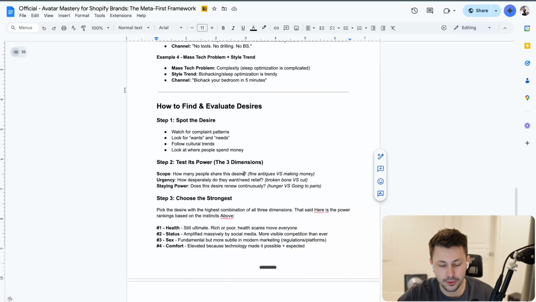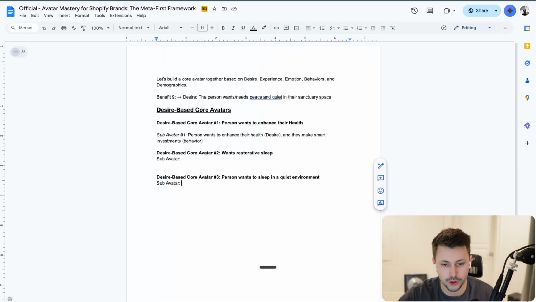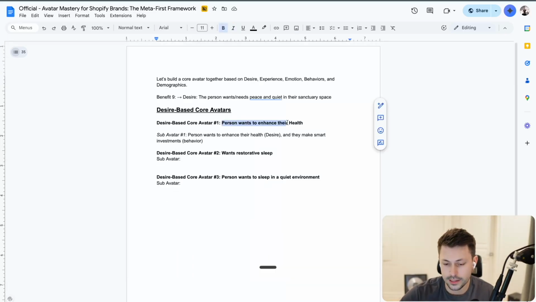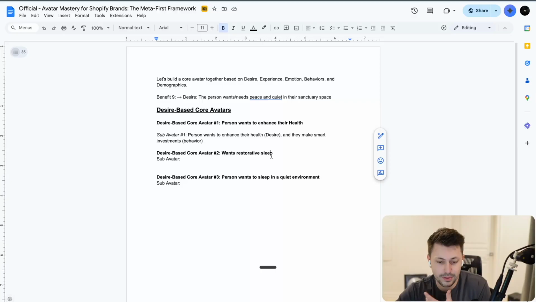So how many people share the desire? Well, when we're looking at just this, obviously we've organized it by scope: more people want to be healthy than ever, then fewer people want restorative sleep, and then even fewer people want a quiet environment. And then if we look at the urgency, how desperately do they want and need it? Well, in this instance, depending on the health situation, because it's very broad, it could be very urgent. And then looking at this one here, maybe this is not as urgent.